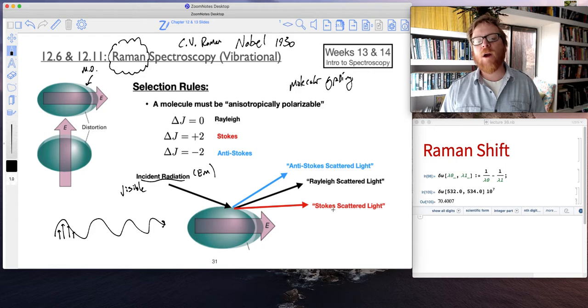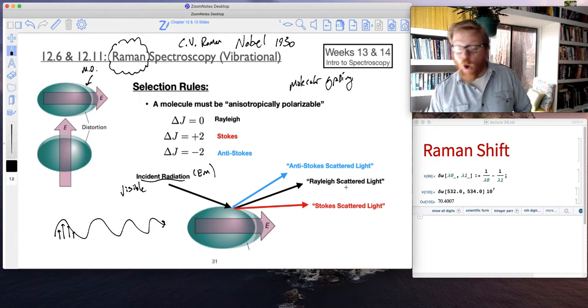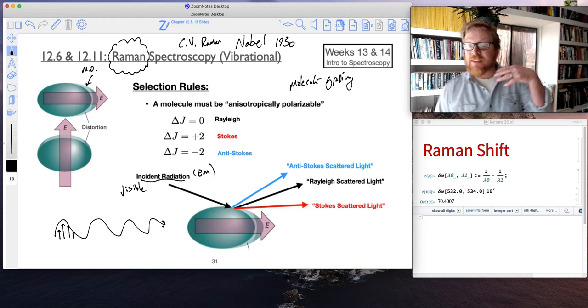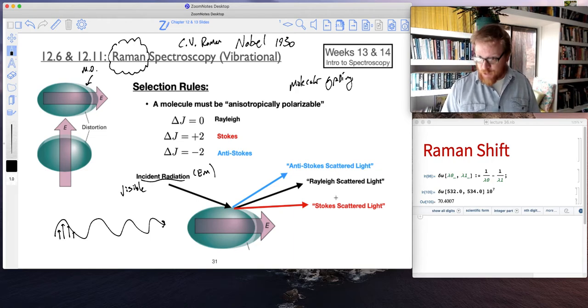So it doesn't quite work the same way as the grating equation where we consider the different indices of refraction. But all the same, it's very similar to that in that it is a scattering technique. This is not an absorption technique. It's scattering. Okay? And so these are the rules for rotations.